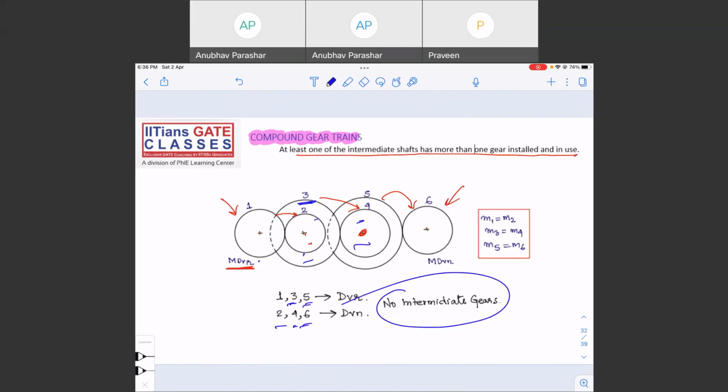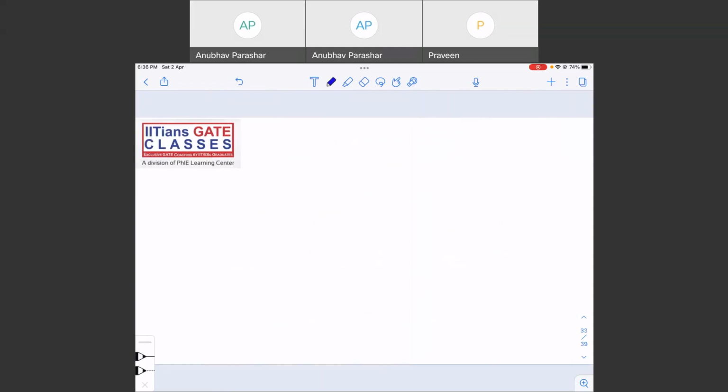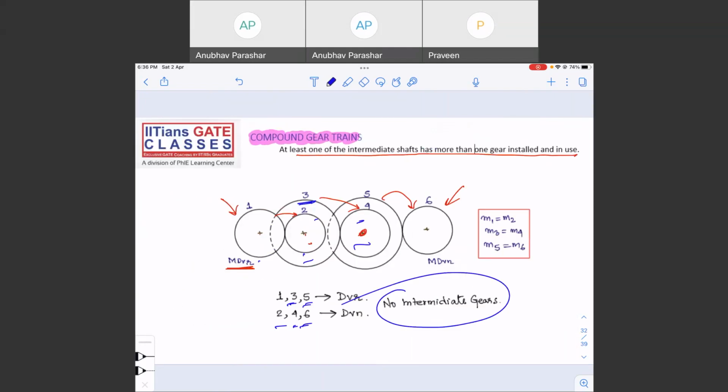We'll talk about intermediate gears again. Before that, let us first complete this compound gear tree. So if you want to form the equations, how exactly are we going to form the equations? Let's see.